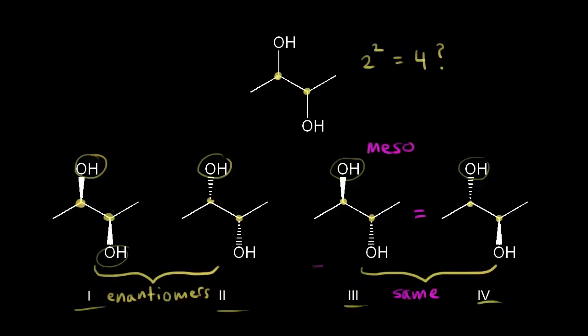It's not really obvious looking at these bond line structures that these represent the same molecule. So definitely get a model set and try this out for yourself. So we thought there might be 4 stereoisomers, but actually there are only 3. We have a pair of enantiomers and we have one meso compound.